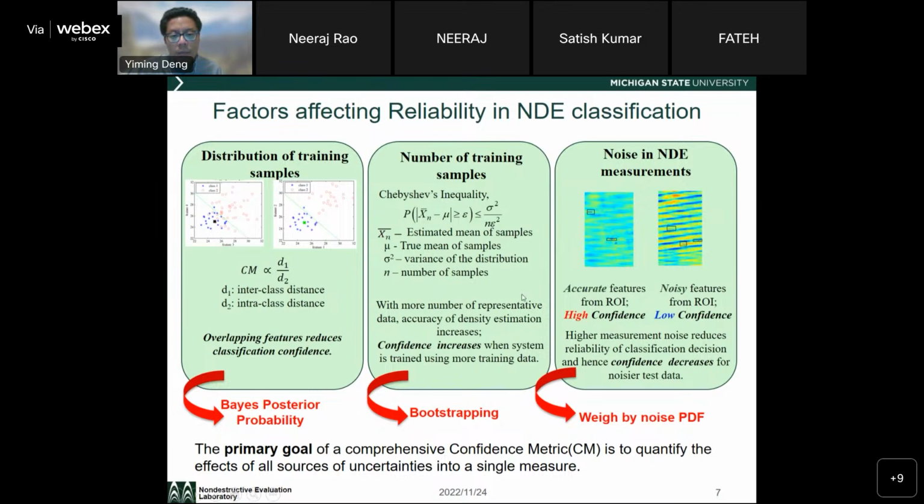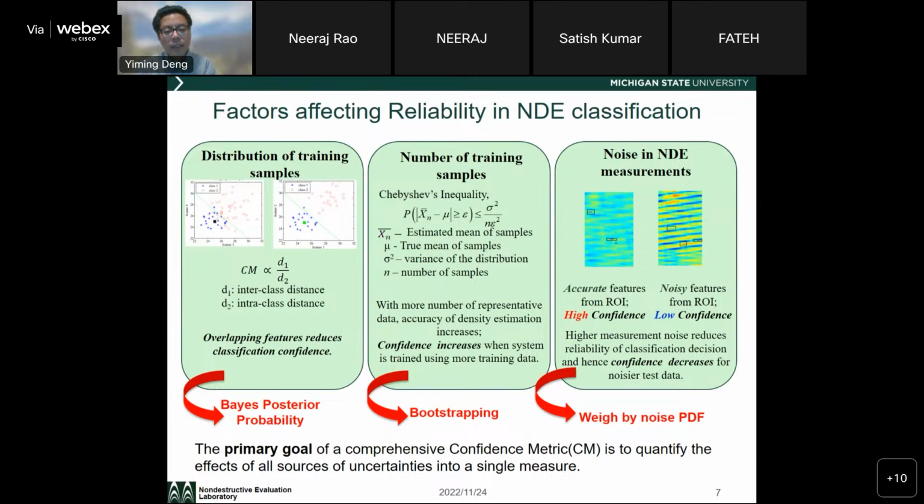The second problem is the number of training data. This is pretty straightforward, right? The more data you have, the better decision you're going to make. This is actually very intuitive.